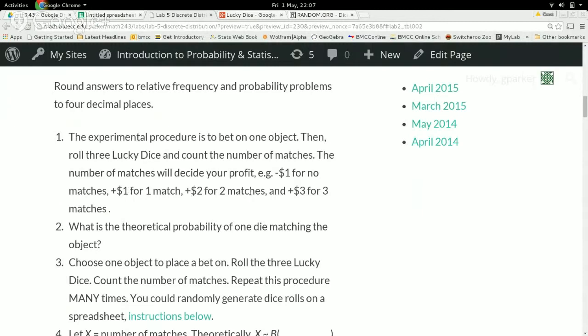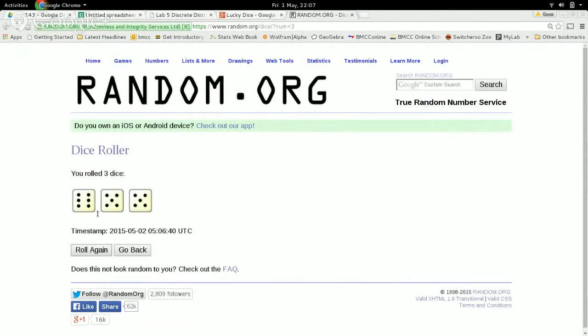So here's one possible profit scheme. -1 for no matches, profit of $1 for 1 match, profit of $2 for 2 matches, and a profit of $3 for 3 matches. What's the theoretical probability of 1 die matching? Well, since there are 6 different numbers available on the dice, a single die has a 1 in 6 chance of giving me the number I want. We're going to play around with what's the possibility of getting 1, 2, or 3 or no matches on the die. And we'll do that in a couple of different ways.